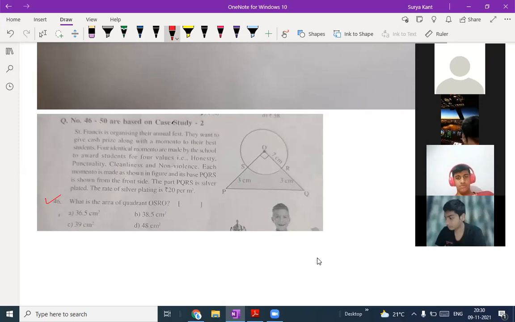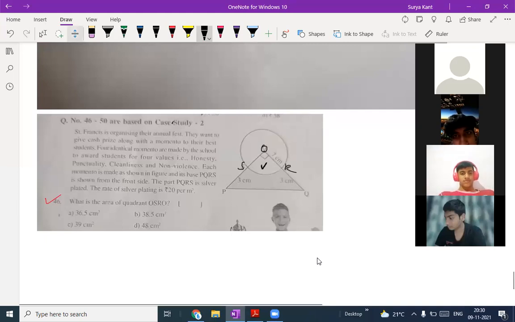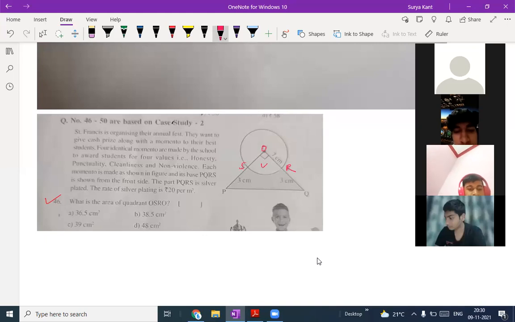As shown in the figure, the part PQRS is silver plated. The rate of silver plating is 20 rupees per meter square. What is the area of quadrant OSRO? This quadrant is there, no? OSRO, O is repeated here, OSR and O. Actually, quadrant means OSR is there. We should go back to O. That's why they have mentioned OSRO here. So you can find the area of OSR. This is a sector only, right, Javian? Yes, sir. So what is the area of a sector?